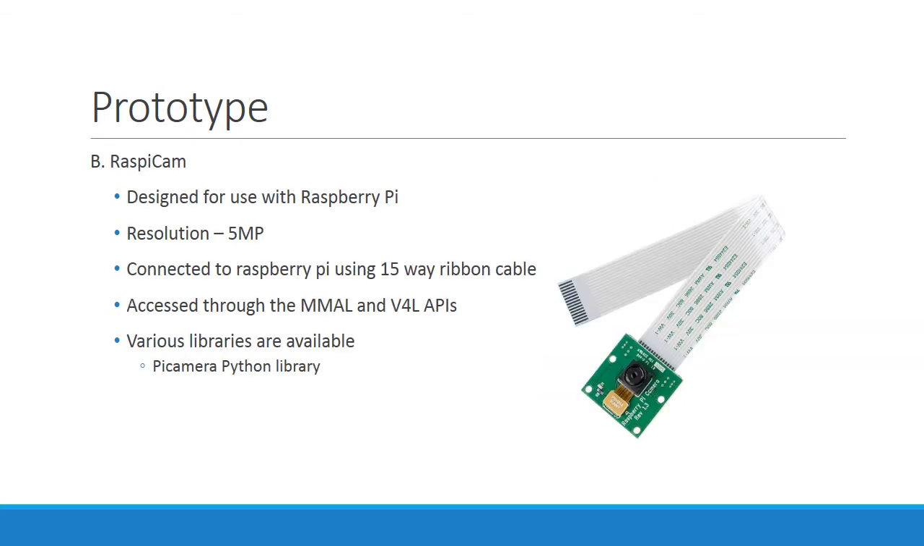The next component is the Raspberry Cam. The Raspberry Cam is a camera module that has been designed specifically for use with Raspberry Pi. It boasts a lot of features like a 5 megapixel camera which is capable of even recording 1080p video. The video is recorded in H.264 format and can also be converted to MPEG-4 format.